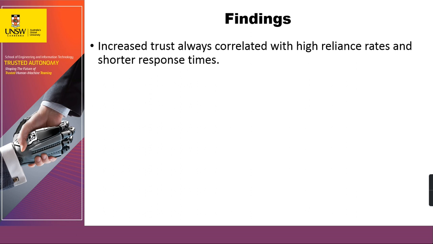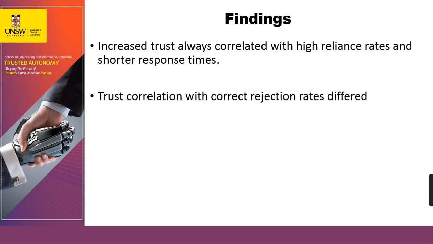Findings from this experiment can be summarized as follows. First, increased trust always correlated with high reliance rates and short response times in all four conditions. That is, participants with high trust levels showed high reliance rates and shorter response times than participants with lower trust levels.